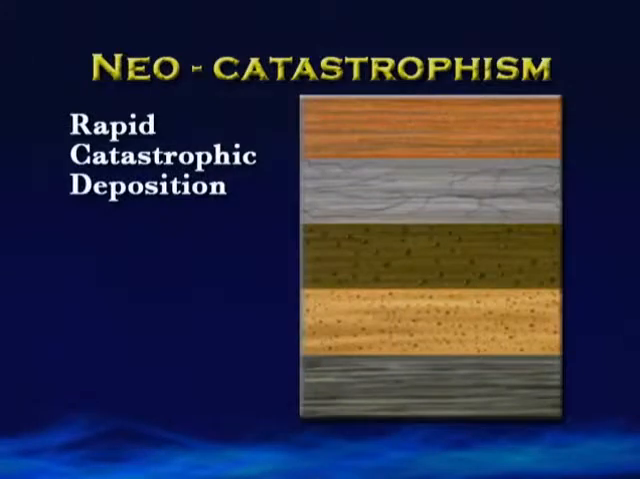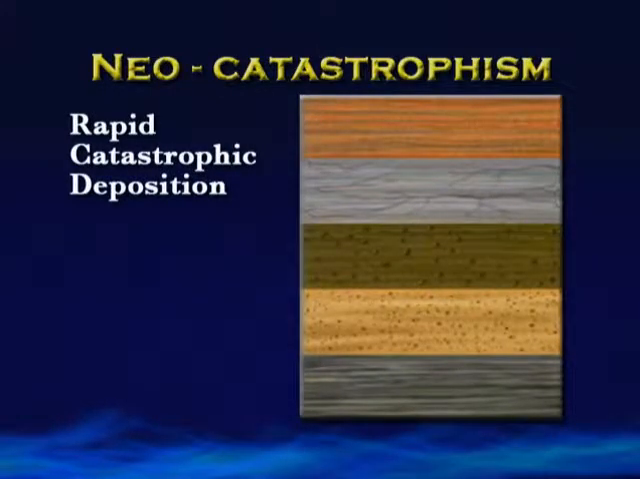Now, these kinds of geologists are called neo-catastrophists. Neo from Latin for new. And they are going back to some of the ideas of the early 19th century catastrophists. Now, the neo-catastrophists are still evolutionists. They still believe in millions of years.